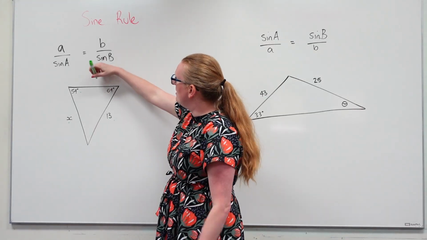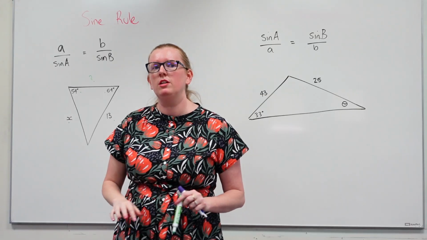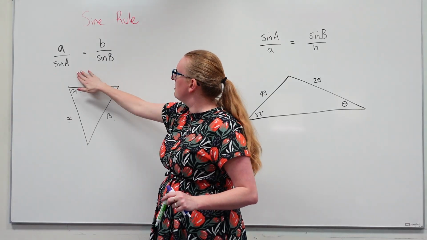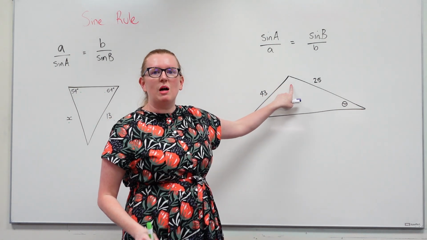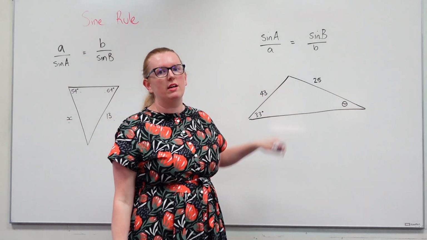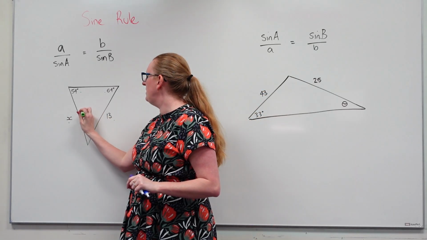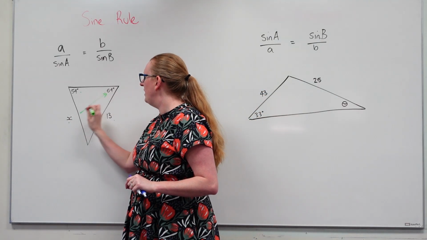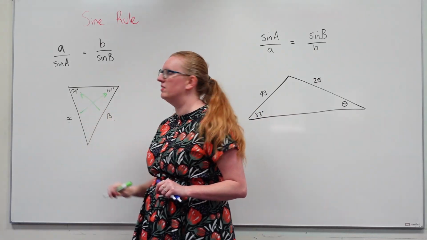So see how I've got nothing written up here? There's absolutely no information. I'm not using that side whatsoever in this question. Same as over here, I'm not using this angle up here because there's no information about that angle. And they need to be directly opposite one another. So I need to be making sure that it's the exact pairs that I have.